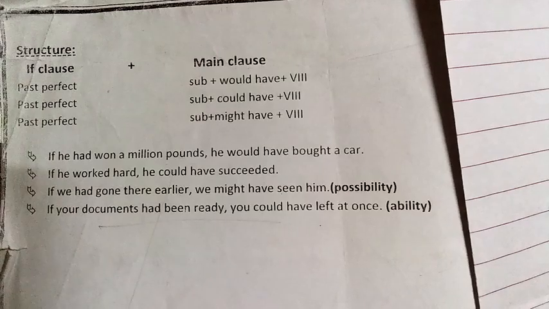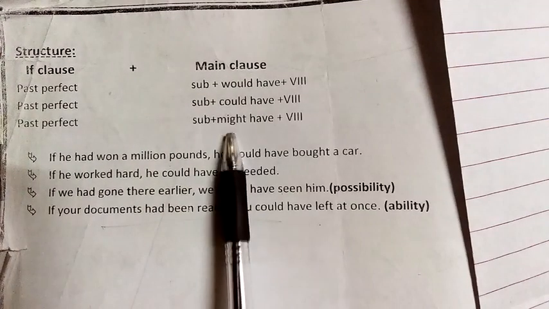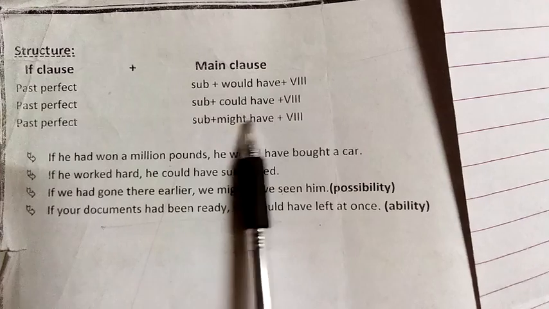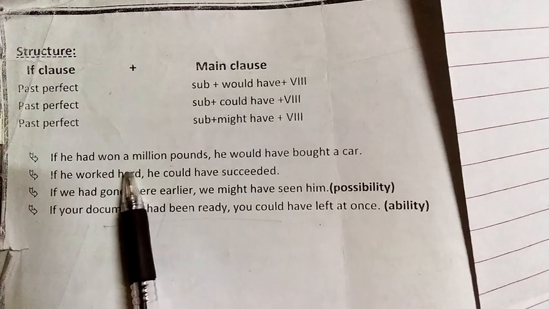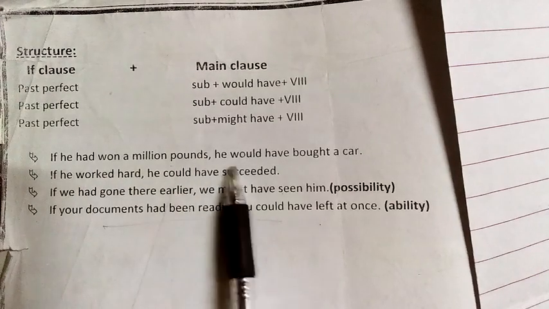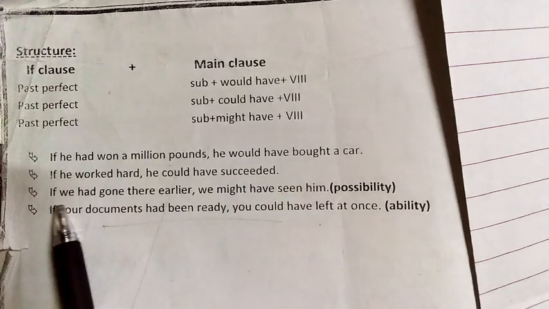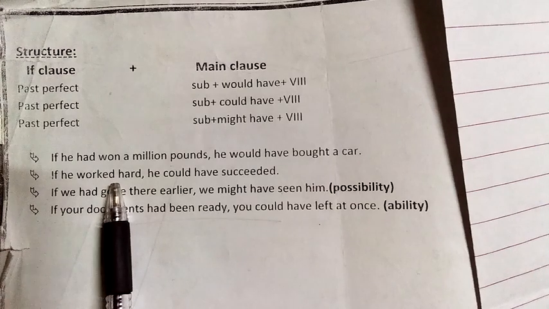Now look at the structure. We use past perfect tense in if clause, and in main clause we use would have, could have, might have with the third form. If he had won a million pounds, he would have bought a car. As the situation was not fulfilled in the past, he can never buy a car. This type of sentence also shows impossible situations.